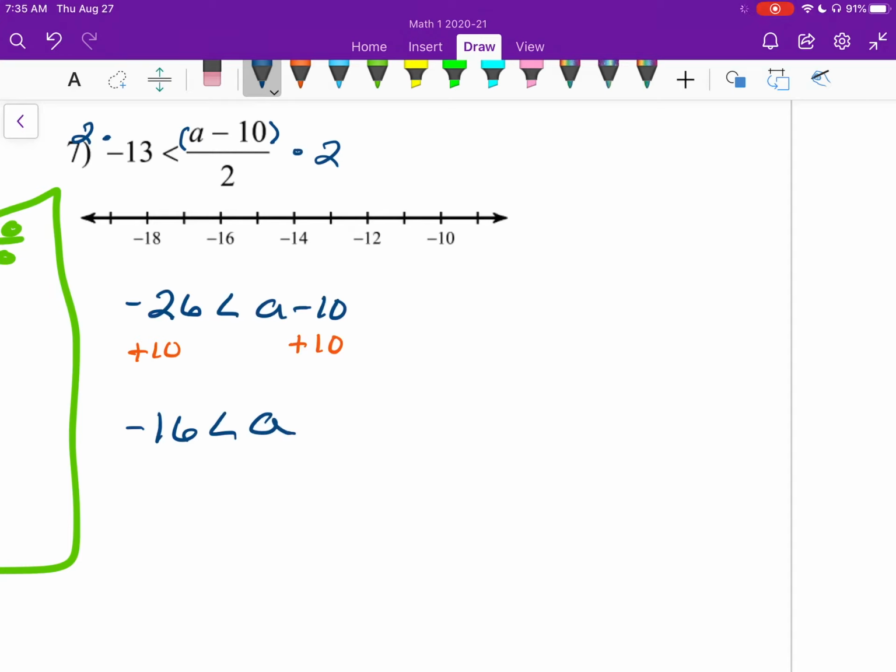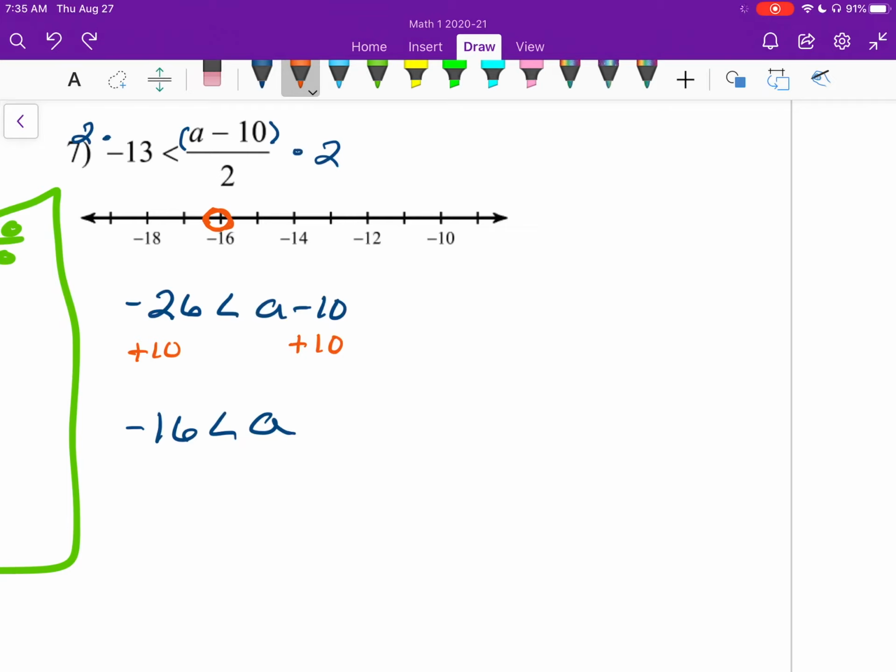I didn't have to multiply or divide by a negative number in this problem, so I don't have to flip any signs. Now to graph it, I need to have an open circle on negative 16. It's open because there's not a line underneath there. And it says negative 16 is less than a.